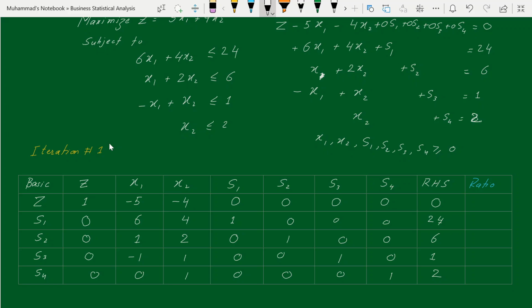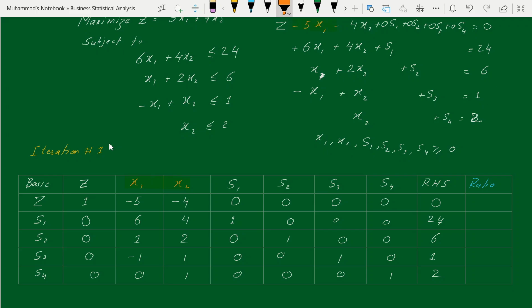Since we are solving a maximization problem, we always check only the non-basic variables. So here we have two non-basic variables, x1 and x2. In these variables, for the maximization problem, we have to choose a column. Either we choose the column of x1, or we choose the column for x2. But how we decide which column to choose depends on the coefficients of the objective function.